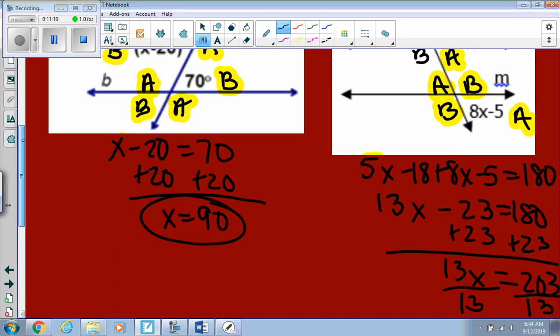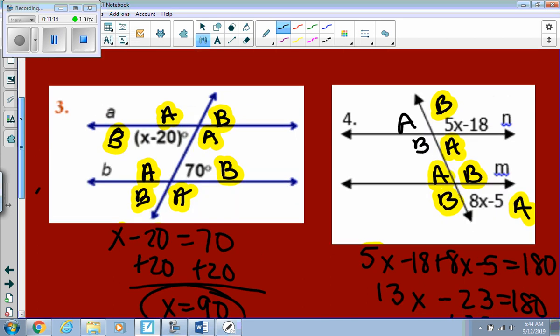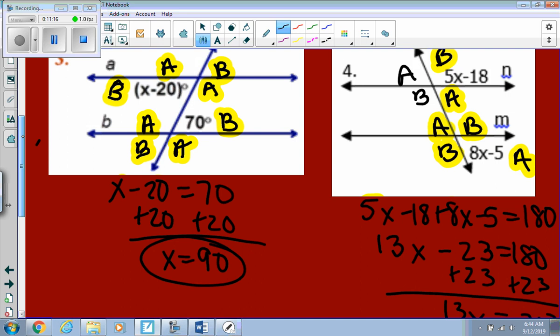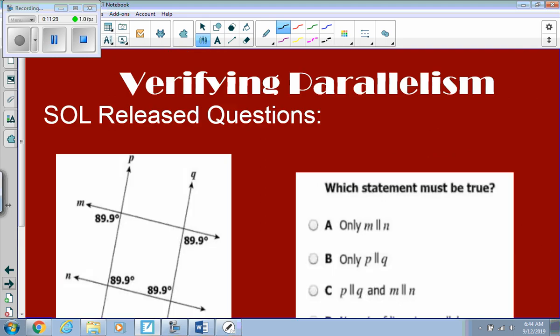All right, so when you do your A's and your B's on that picture on number 4, you find that they're both different. So one's an A and one's a B. And when we set them equal to 180, because we've added them together, we get 15.6. It is okay to get decimals. It's not the end of the world. All right, so let's look at 2 old SOL questions. This first one is kind of tricky, so really make sure you're paying attention.